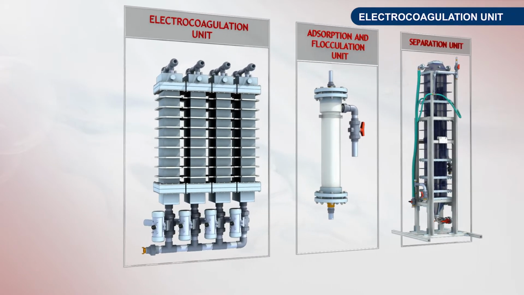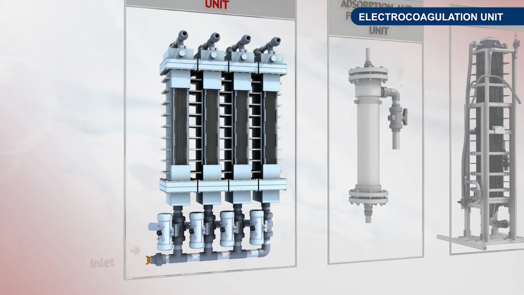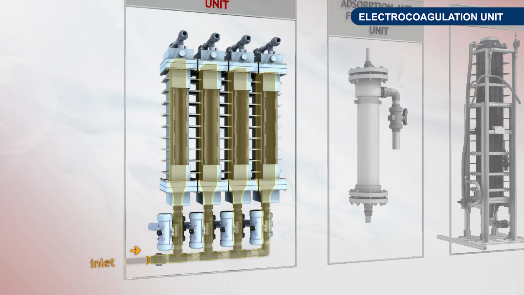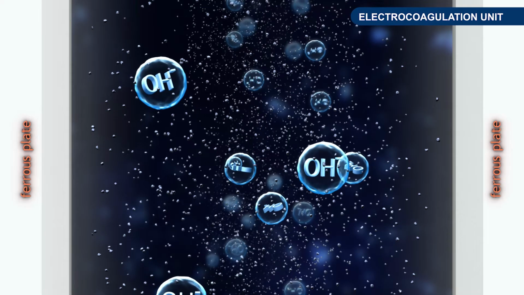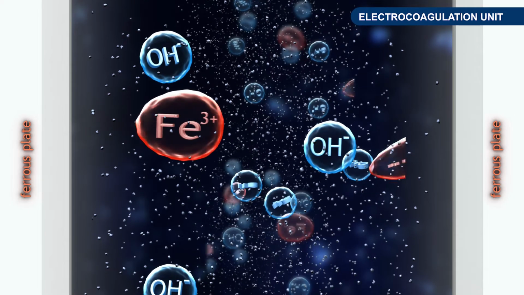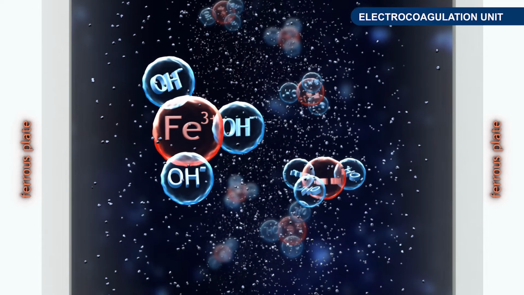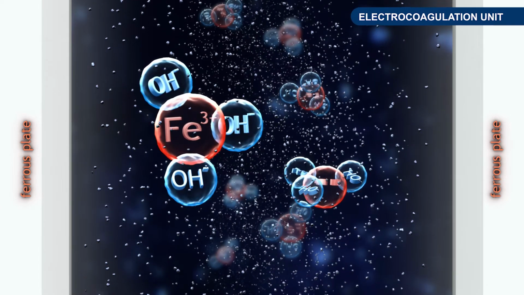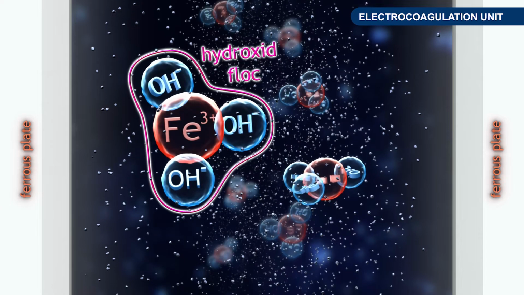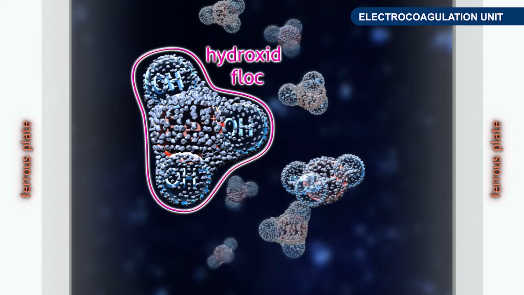Electrocoagulation takes place in the electrocoagulation unit. The wastewater containing nanoparticles flows through the space between parallel electrodes, which are created by ferrous plates. Applying the current leads to the release of iron ions in the wastewater. Ferrous ions react with the hydroxide ions from the electrolysis of the water and form hydroxide flocks, and the nanoparticles are absorbed on the flock's surface.